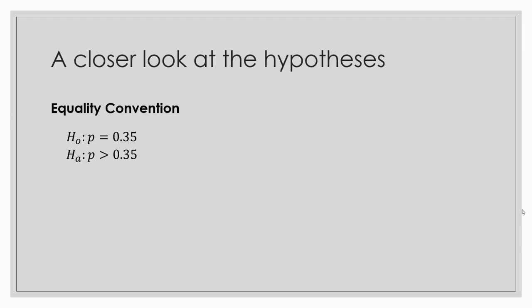Now, the textbook uses what we call the equality convention. And what this means is that the null hypothesis always has the equal sign. So it's just p equals 0.35. Okay, and then the alternative fits one of the other forms that we've talked about.